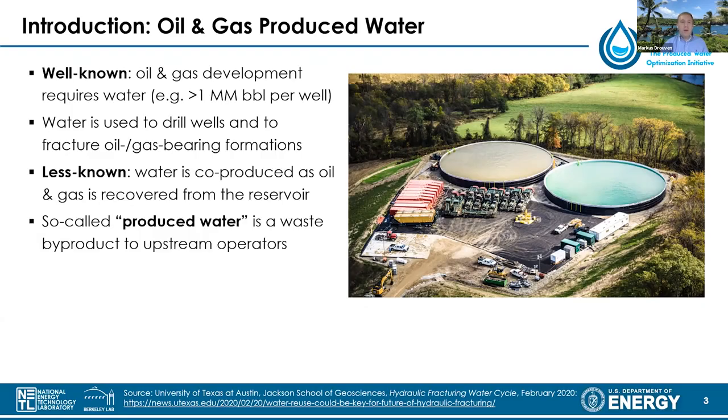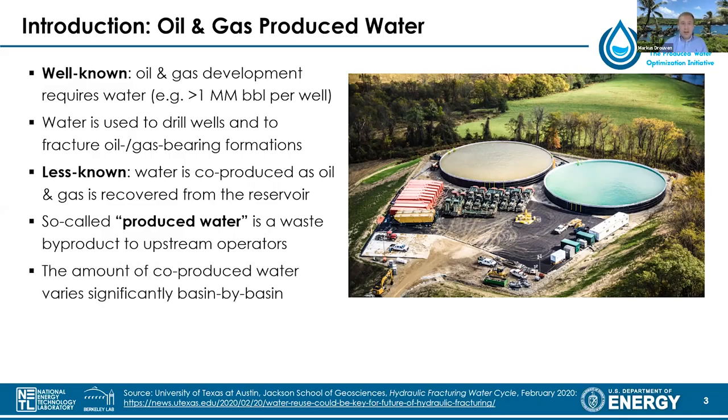What's not so well known, however, is that once we start recovering hydrocarbons from these formations, natural gas or oil, we co-produce large amounts of high TDS water. And that's what's called produced water. Now, produced water is really a mix of the water that was injected initially during the development process and so-called formation or ancient water that's always been present in the formation. How much water companies produce is actually something that varies significantly from one area to the next.